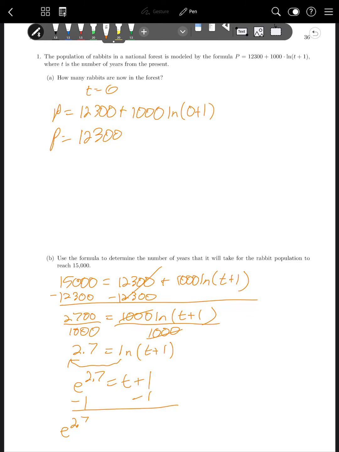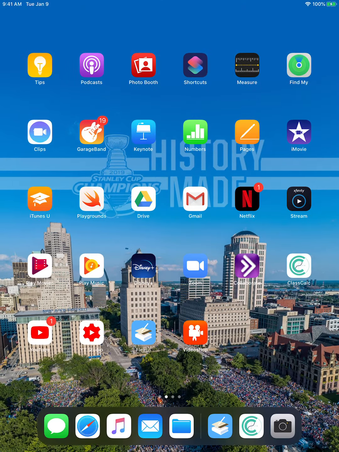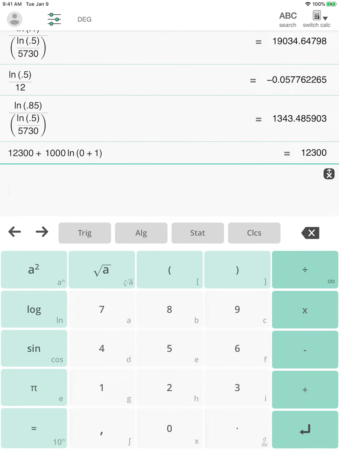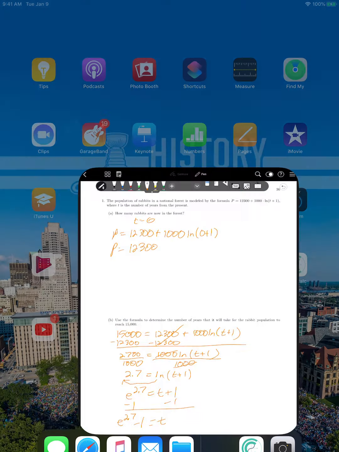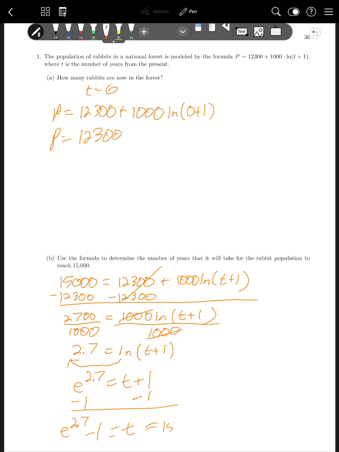So e to the 2.7 minus 1 equals the number of years it'll take for the rabbit population to reach 15,000. So we can put that in our calculator. So e to the 2.7 power plus 1. So about 15.9 years. Oh, except I added one instead of, I meant to subtract one. So it would actually be 13.9 years.